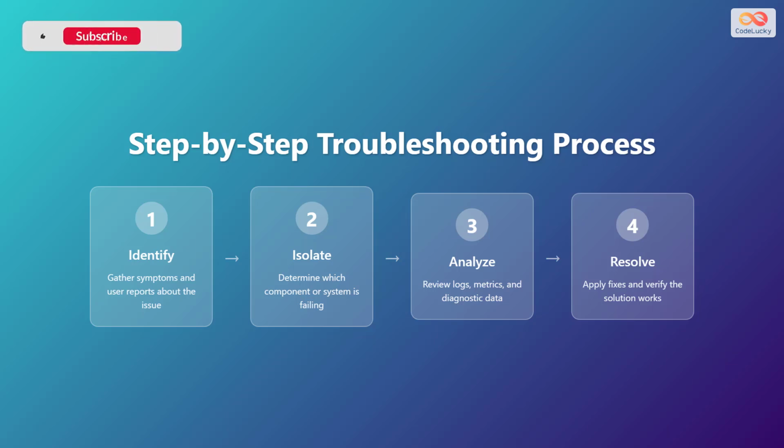A systematic troubleshooting process ensures efficient problem resolution. The first step is to identify the problem by gathering symptoms and user reports about the issue. Next, isolate the problem by determining which component or system is failing. Then, analyze the situation by reviewing logs, metrics, and diagnostic data to understand the root cause. Finally, resolve the issue by applying appropriate fixes and verifying that the solution works properly.